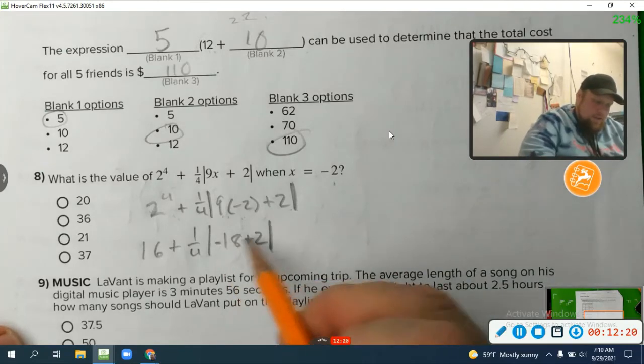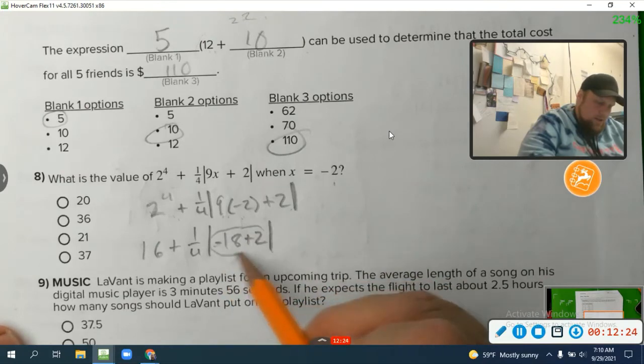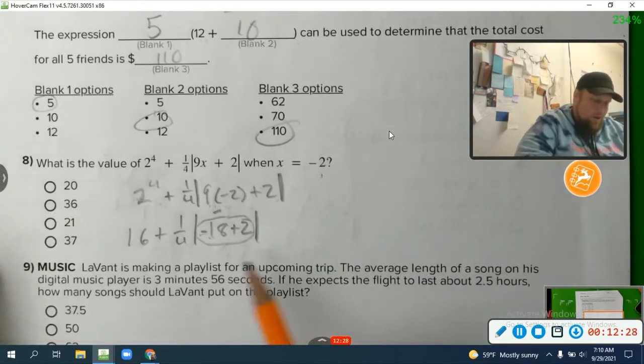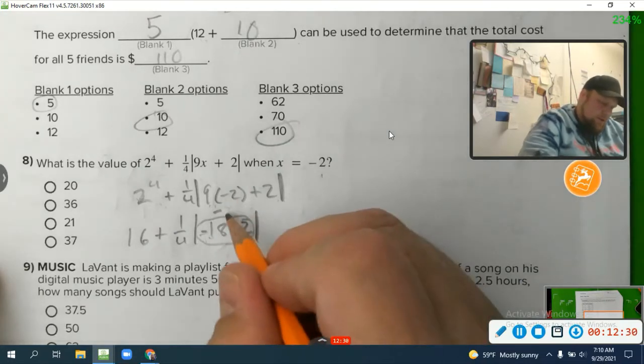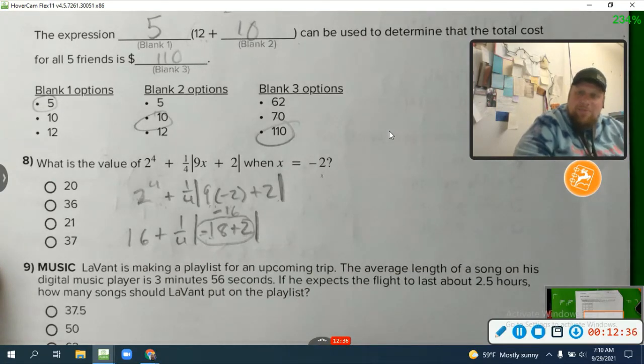And what is -18 plus 2? Here's what I like to do. I like to just kind of circle and say -18 plus 2 is -16. Remember, part of your war, it's a war because they're opposite, and 18 wins by 16, so it's a -16. But what is the absolute value of -16? Well, that's going to be positive 16.